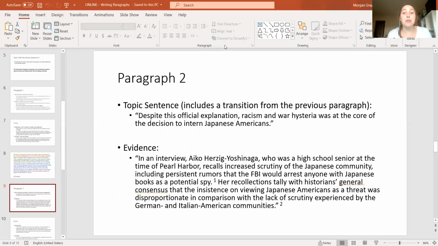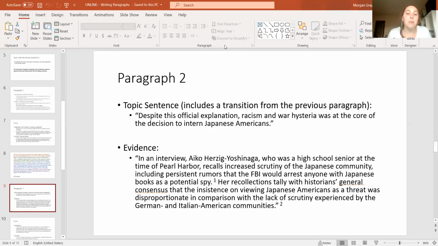For paragraph 2, you need to include a transition from the previous paragraph. All of your ideas should flow together, and this can be done pretty simply, right? Despite this official explanation referencing the past paragraph, racism and war hysteria were at the core of the decision to intern Japanese Americans. Pardon my typo.